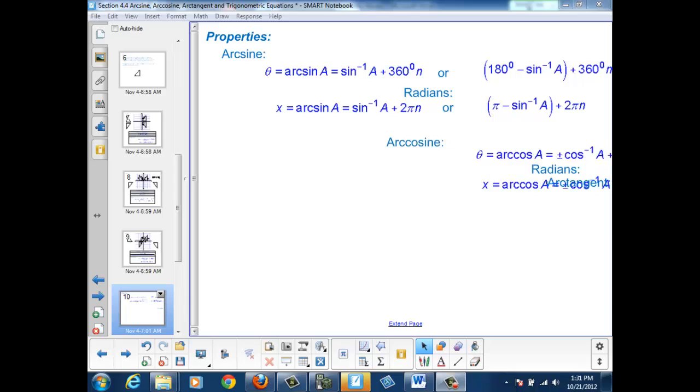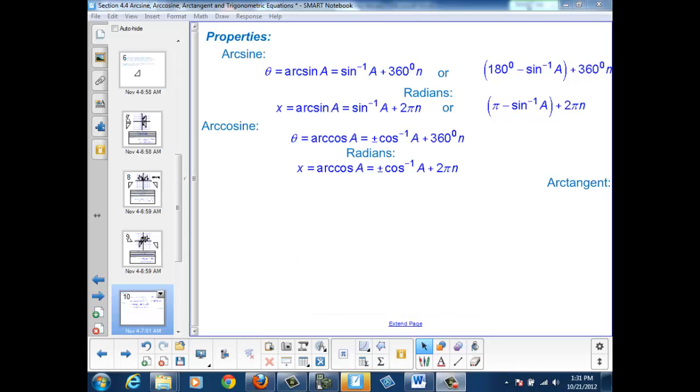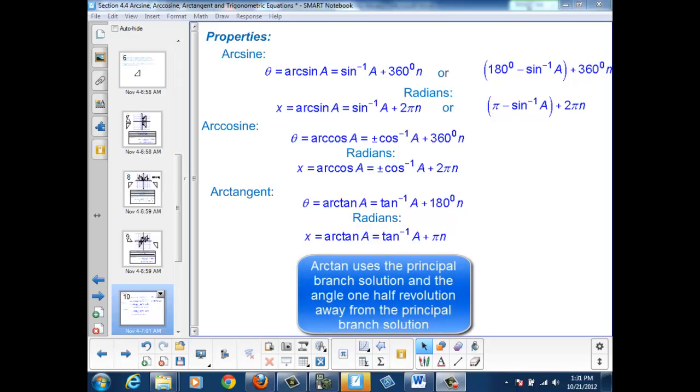The arc cosine uses the inverse cosine plus its coterminal angles, and the negative of the inverse cosine plus its coterminal angles, so that first and fourth quadrant relationship. The arctangent uses the inverse tangent solution, and then achieves all the remaining solutions by using half revolutions, 180 degrees or pi, and adding those to our original solution.